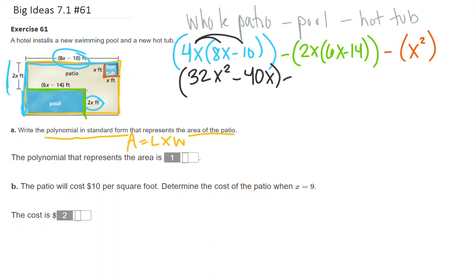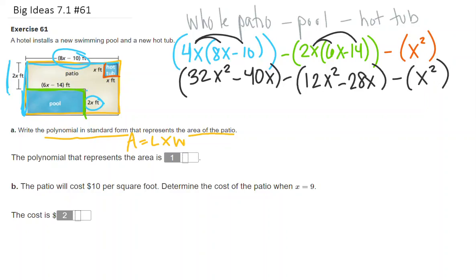Okay, and now over here, so we've got that term. Now we're going to subtract off, distributing here, 2x times 6x is 12x squared. And 2x times negative 14 will be negative 28x. Okay, and then we're also subtracting off the hot tub, which is just x squared.